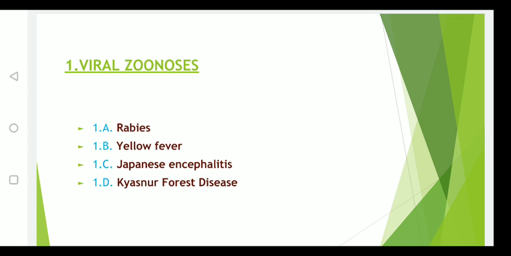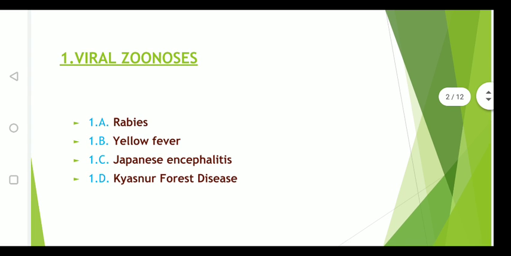The first one as per your syllabus is viral zoonosis. Under that, certain examples are rabies, yellow fever, Japanese encephalitis and forest diseases. So these are the topics which are given in your syllabus. We'll go according to the topics, the first one under the viral zoonosis.